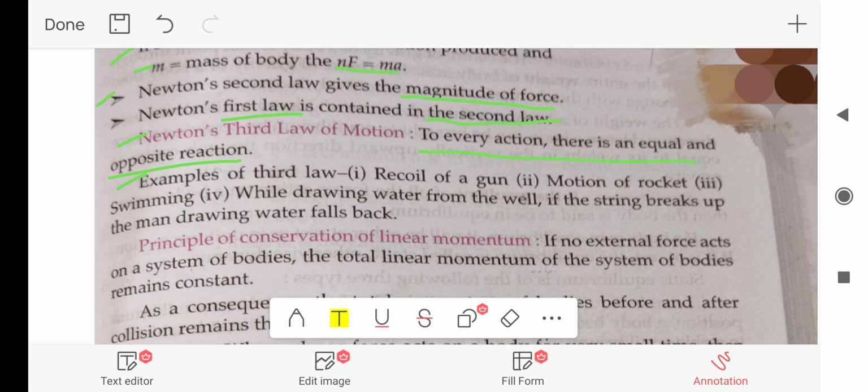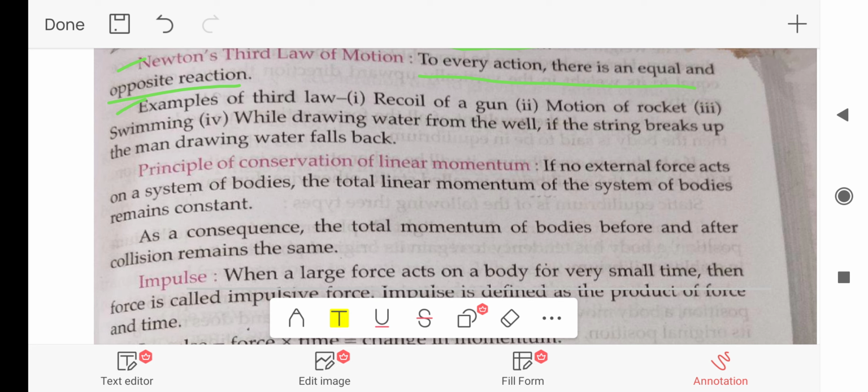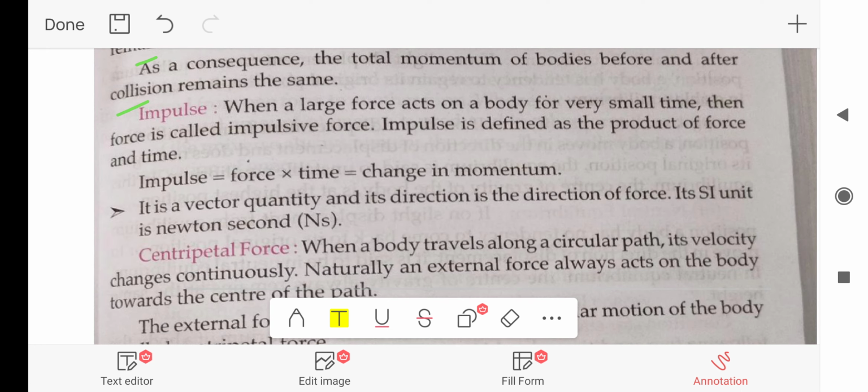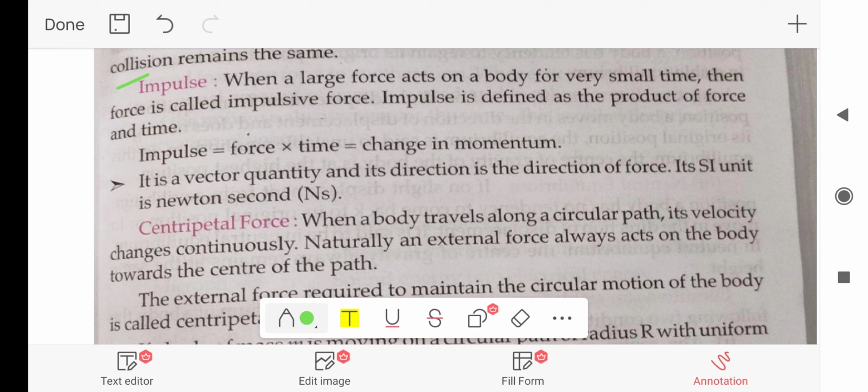Next, the principle of conservation of linear momentum. If no external force acts on a system of bodies, the total linear momentum of the system of bodies remains constant. As a consequence, the total momentum of bodies before and after a collision remains the same. Impulse. When a large force acts on a body for a very small time, then the force is called impulsive force. Impulse is defined as the product of force and time.